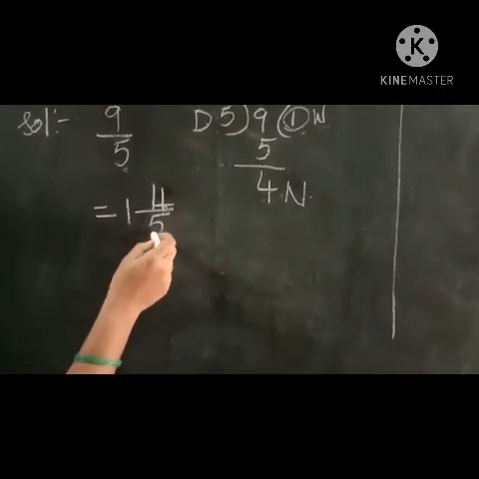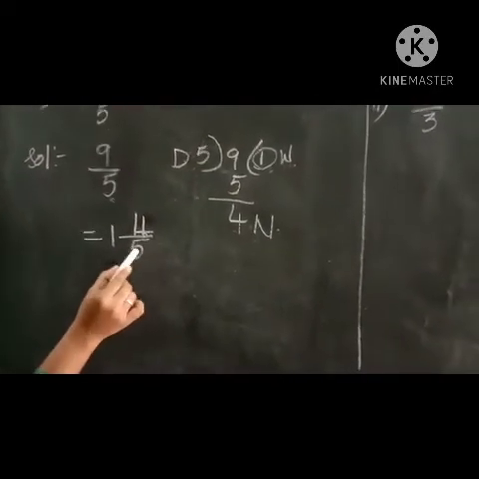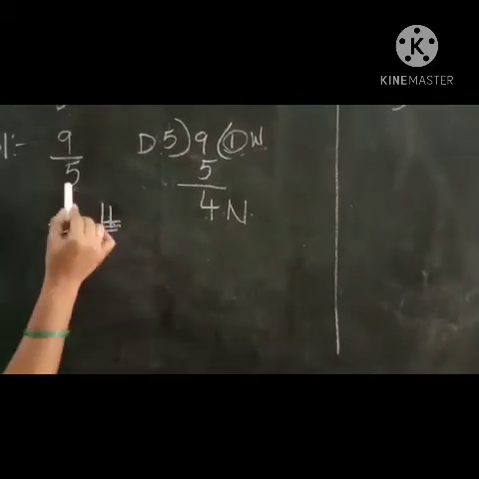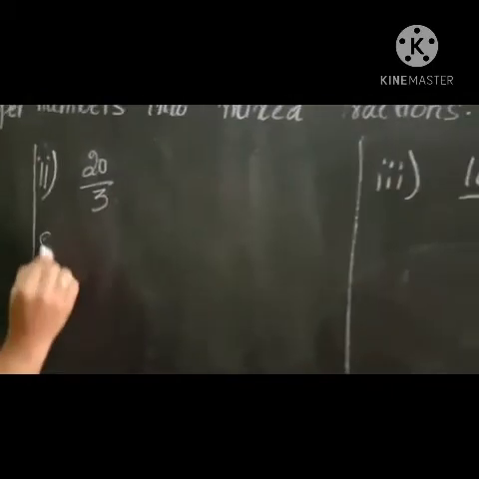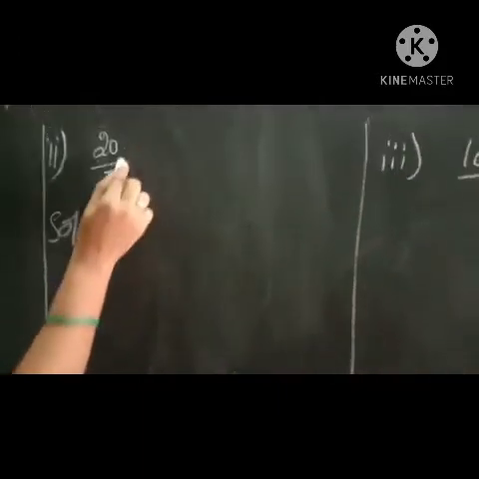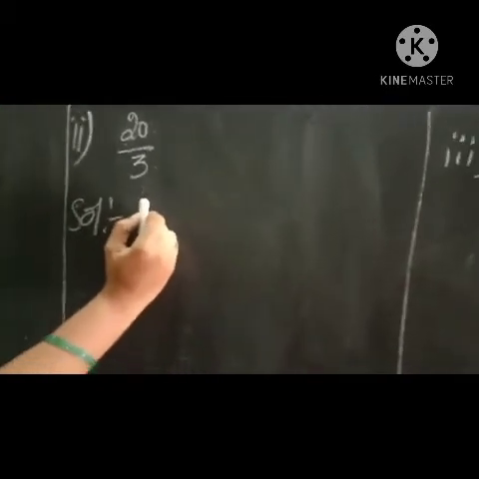In the first sum also, the denominator is constant, no? Here also the denominator is constant. Quotient is the whole number, remainder is the numerator, denominator is constant. And next, see the second solution, 20 by 3. The second sum is 20 by 3. What we have to do here, children? We have to convert an improper fraction into a mixed number.